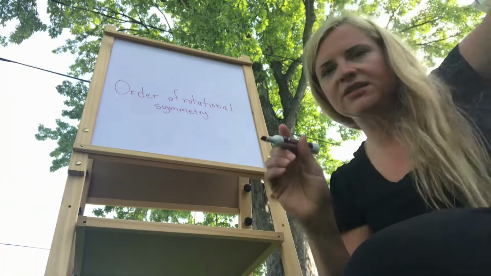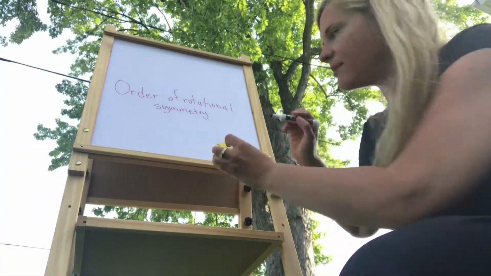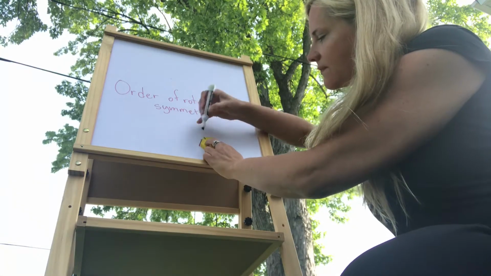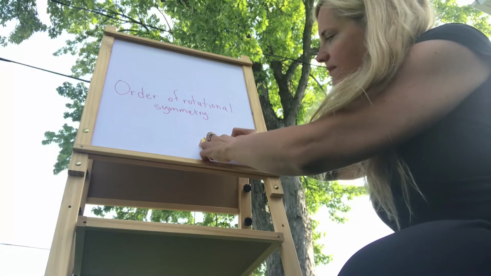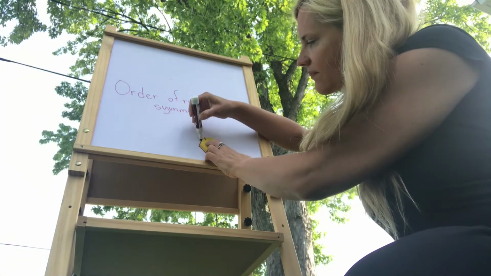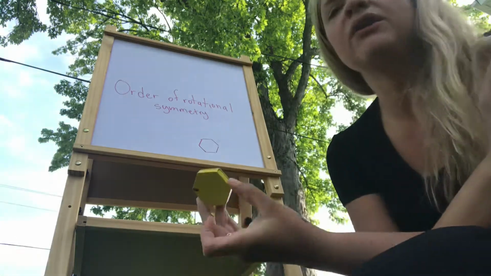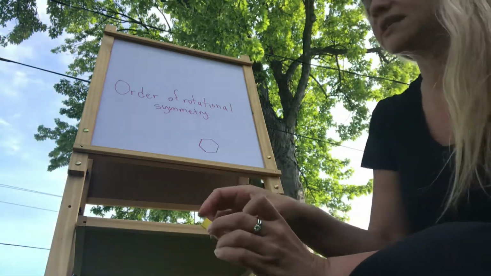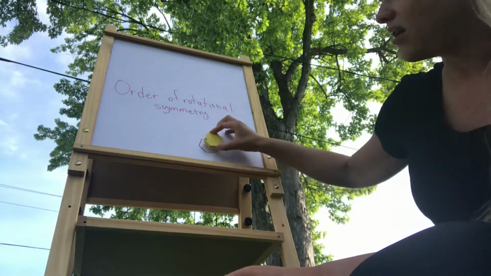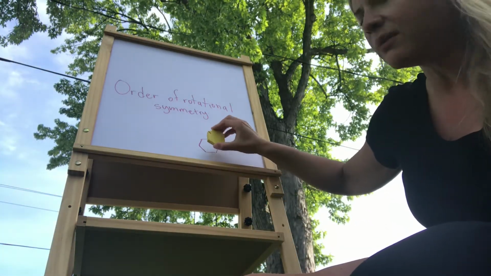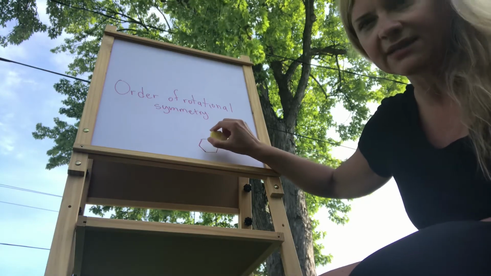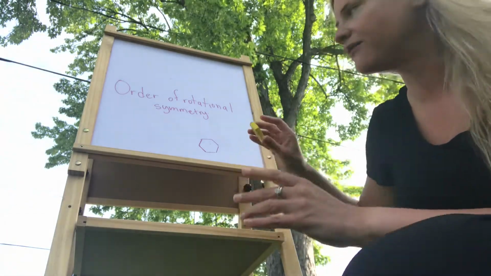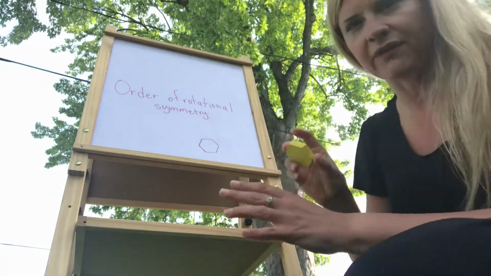The first thing I'm going to do is outline the hexagon on my whiteboard. Now, in order to find the order of rotational symmetry, what I have to do is place my hexagon on the outline and then count the number of times I can rotate my hexagon and have it repeat itself perfectly. So cover the original drawing perfectly.